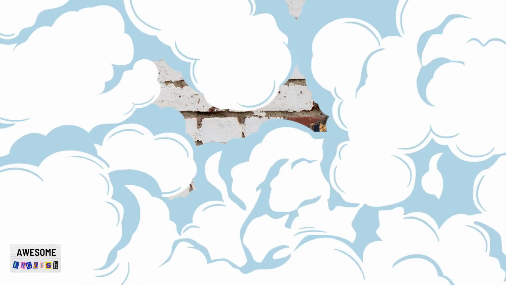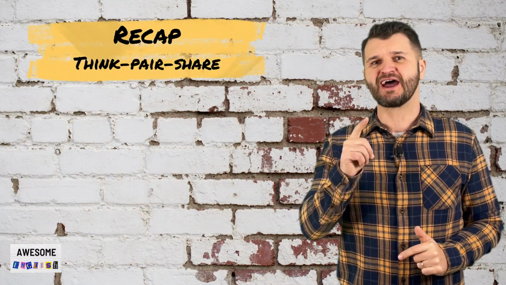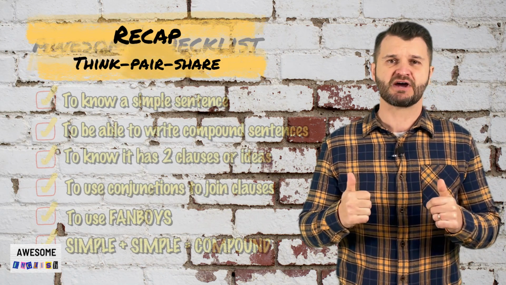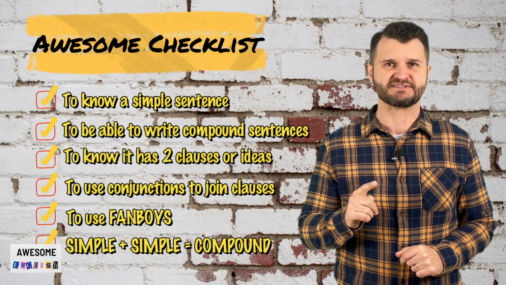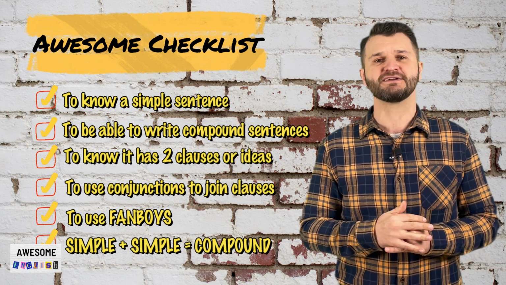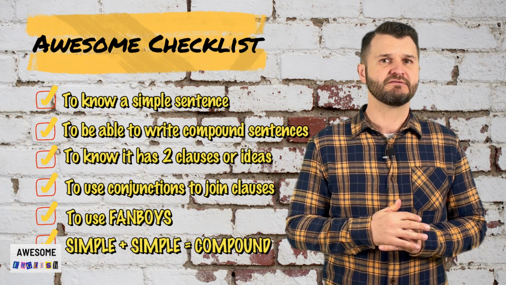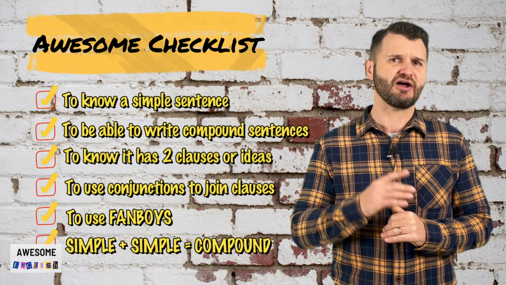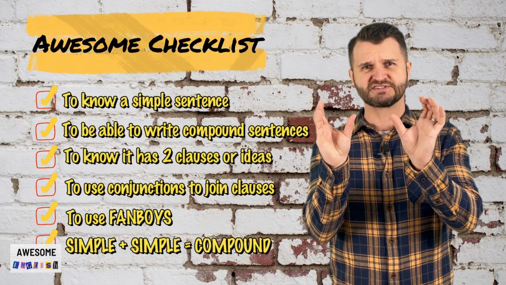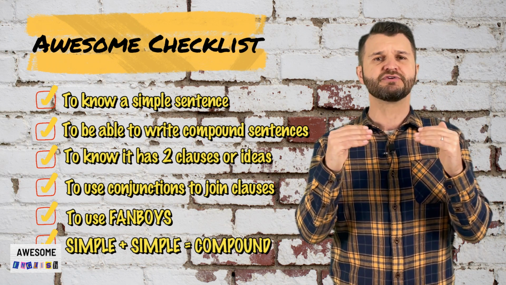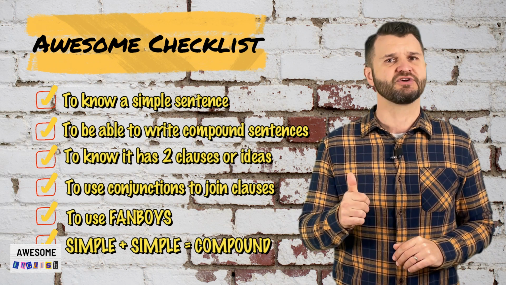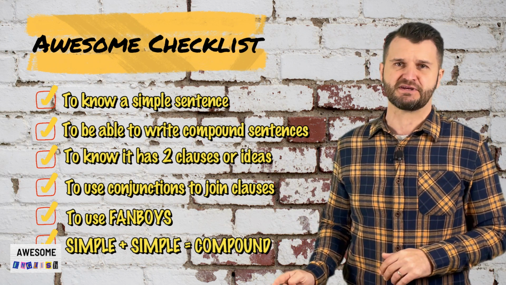Okay, let's recap our learning objectives from today's lesson. Give me a thumbs up if you know what a simple sentence is. Give me another thumbs up if you're able to write a compound sentence today. Give me another thumbs up if you now know that a compound sentence is made up of two clauses that are joined or glued together with a conjunction. And give me another thumbs up if you know what FANBOYS means.